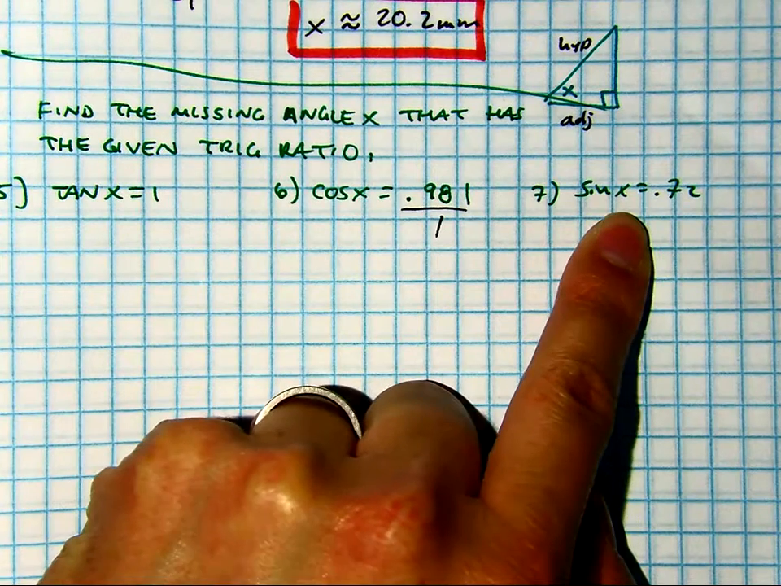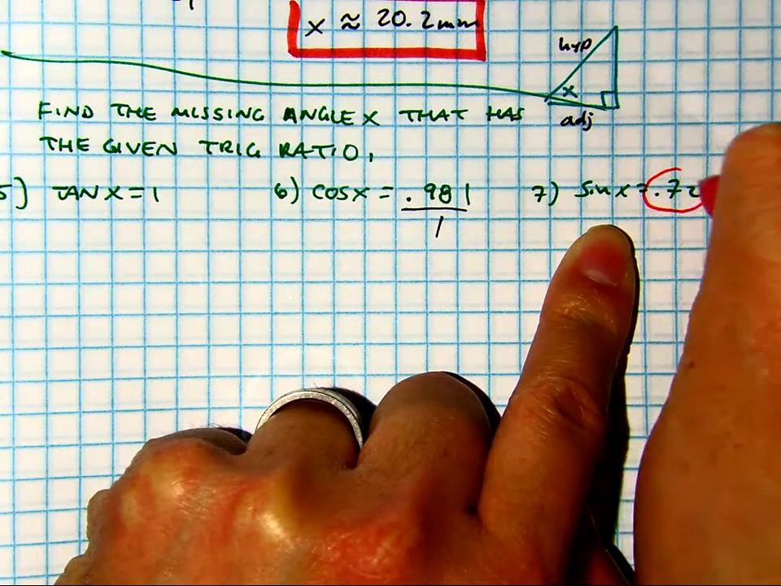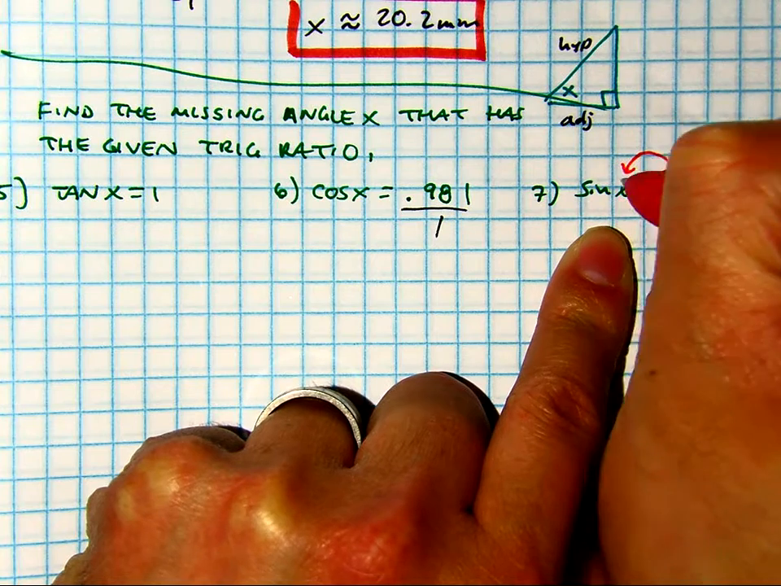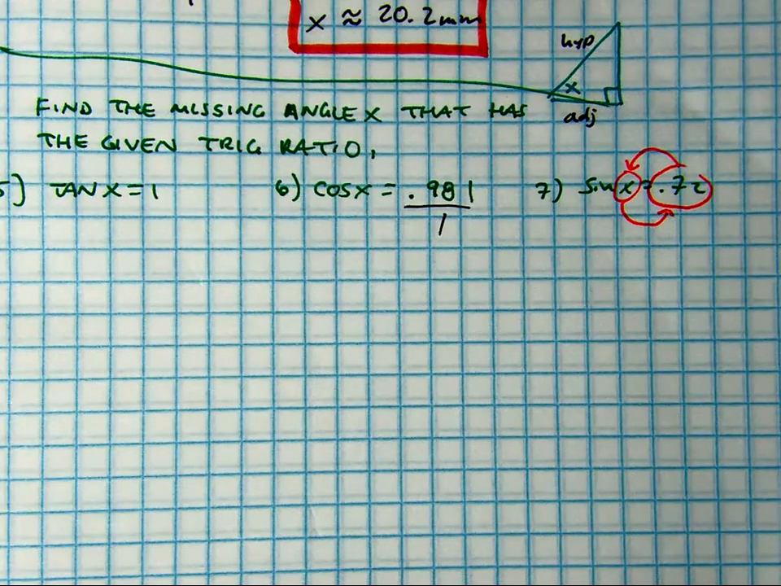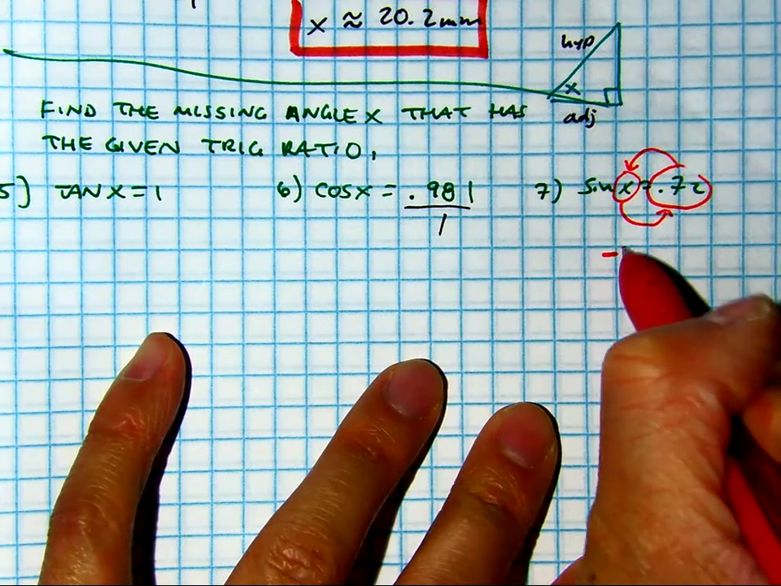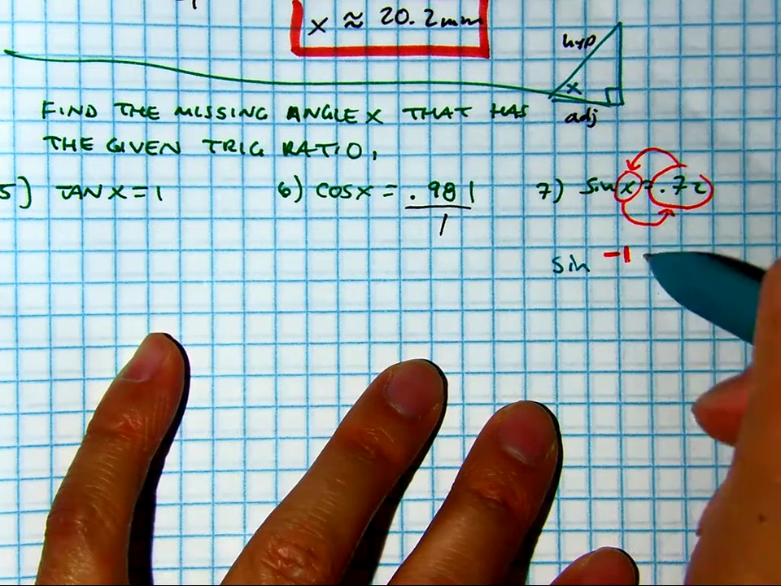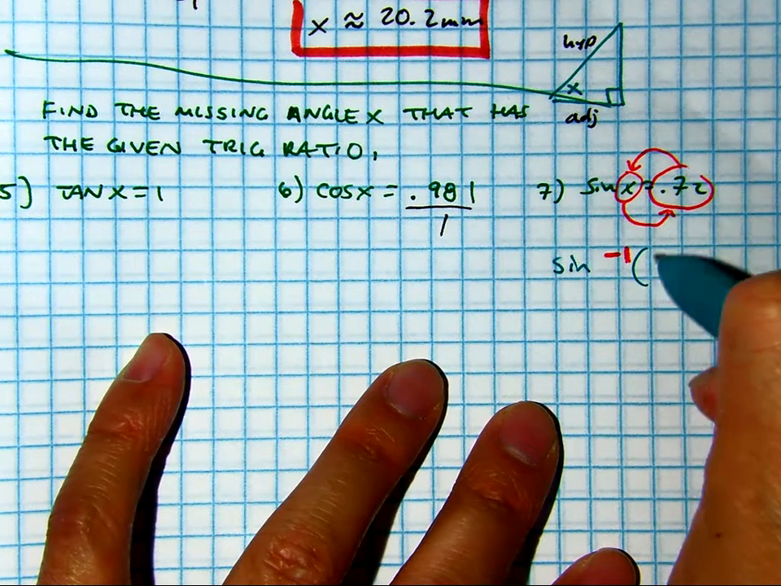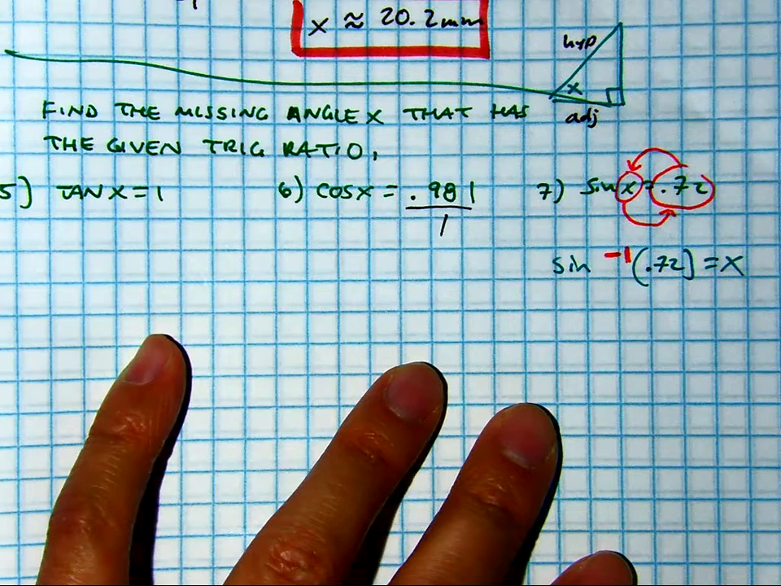Here I want to solve for x. In order to solve for x, I need to switch them. Everyone say switch. Draw the arrows, circle them. And in order to switch them, that's called the inverse. We have to write this -1. So now I have the inverse of sine of -1. Now we're going to switch the position, so that'll be 0.72 equals x.